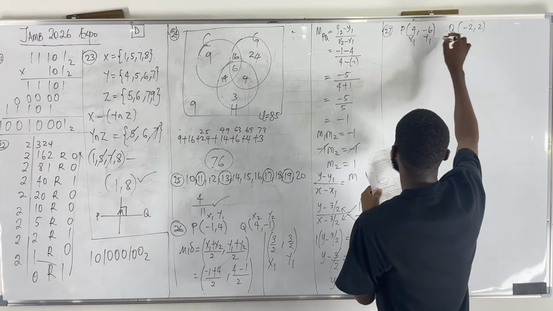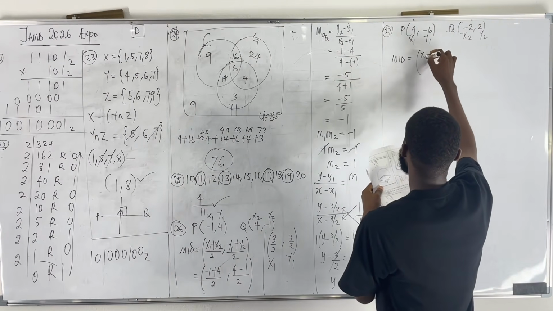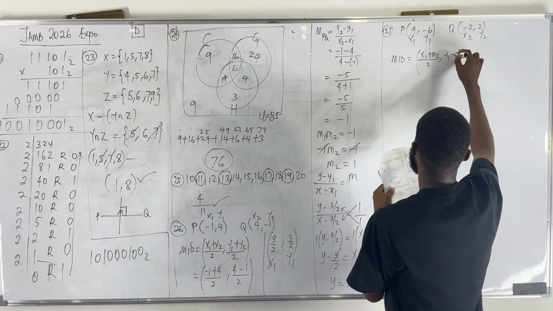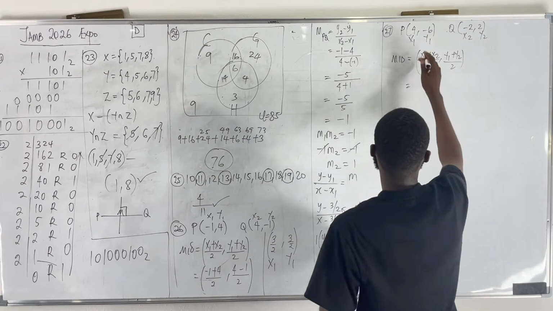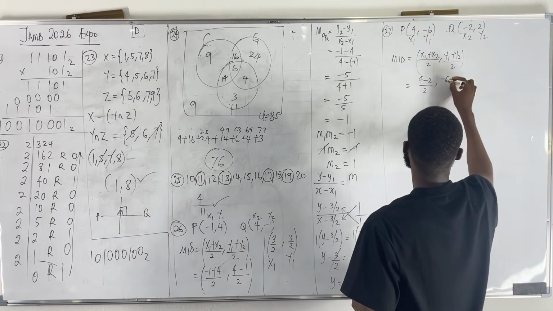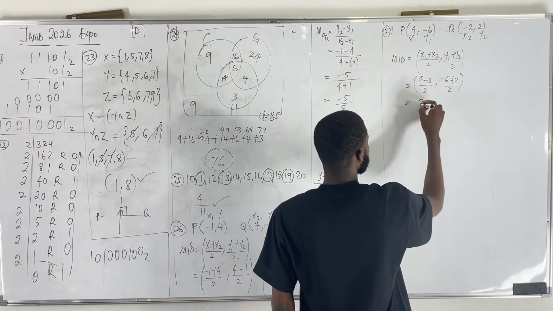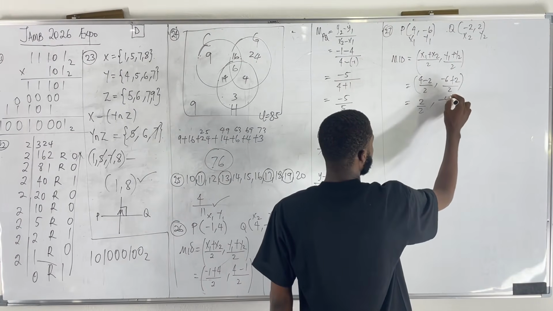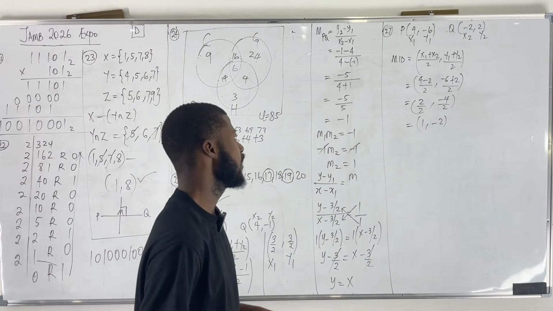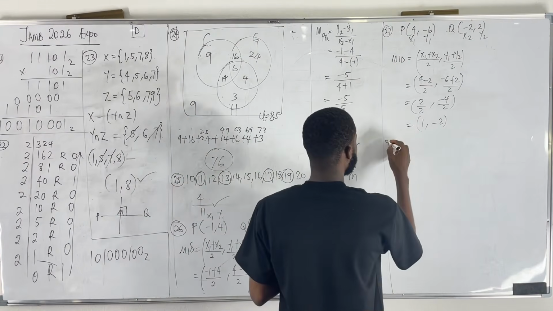So this is x1, y1. This is x2, y2. So our midpoint will become x1 plus x2 over 2, y1 plus y2 over 2. So this will become 4 minus 2 over 2, then minus 6 plus 2 over 2. 4 minus 2 is 2 over 2, minus 6 plus 2 is minus 4 over 2. So this will give us 1 comma minus 2. So that will be the answer to the equation. The answer will become C. Let's move on to the next one, question 28.